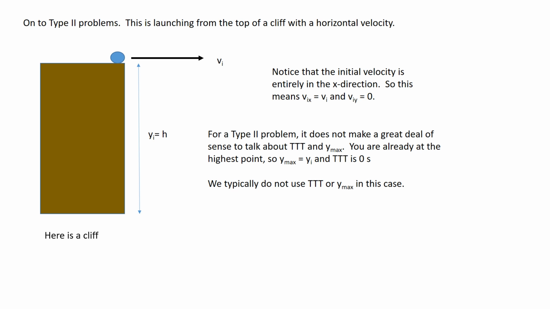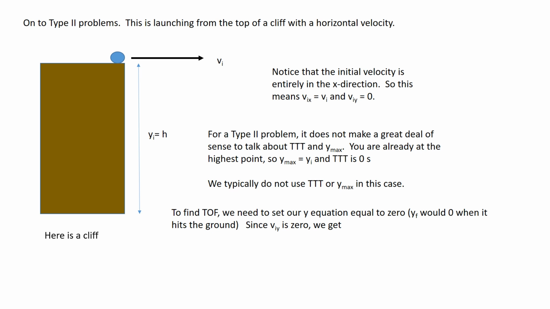For a type 2 problem, since you're already at the top of the hill, it doesn't make a whole lot of sense to talk about time to top or y max. You're already at the highest point, so your y max is your initial y, and your time to top is 0. So we typically don't calculate these for a type 2 problem.